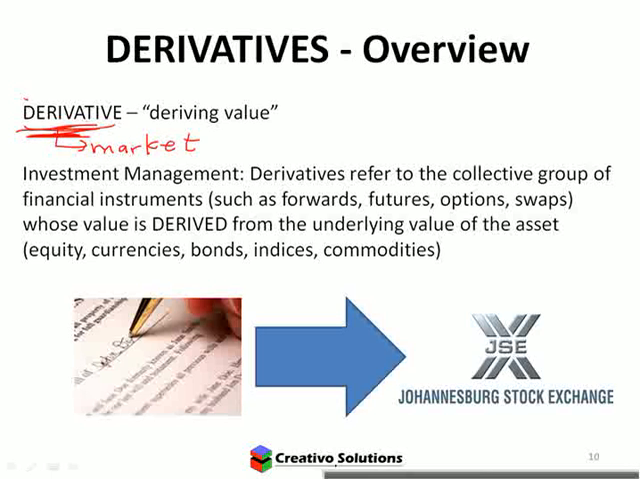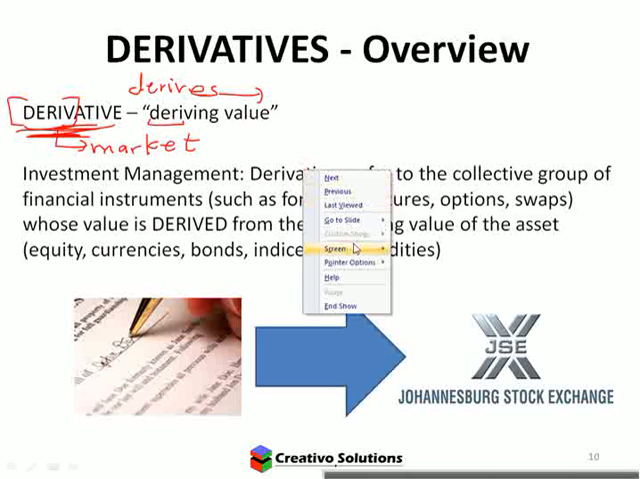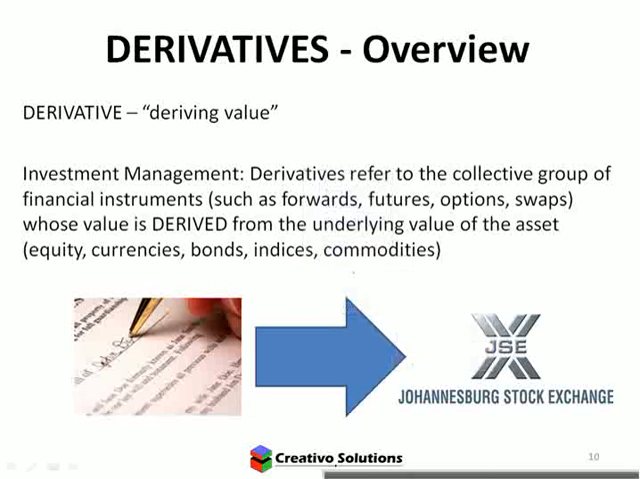If you look at the word derivative, there's the word derive. If something derives value, what does that mean? Its value from the underlying. Correct. So a derivative is actually a made-up product, and there are lots and lots of different types of derivatives. They're made-up products because there's a demand in the market for certain products.